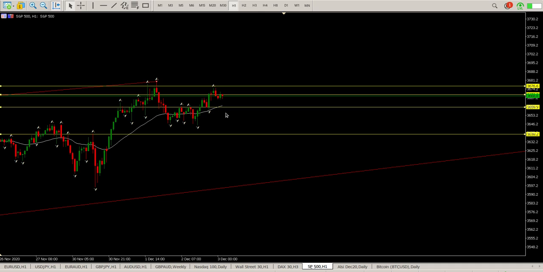We'll have fairly biggish moves with Europe opening, and then it'll just fizzle out, and we'll wait. Okay, anyway, guys, that's it for me rambling now.